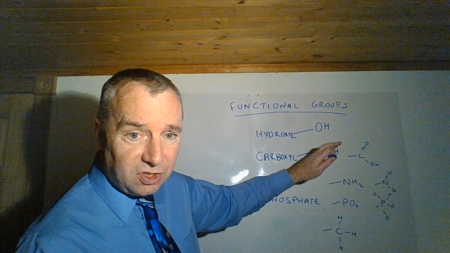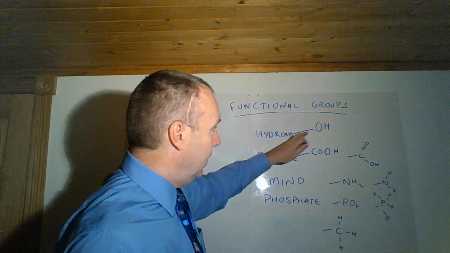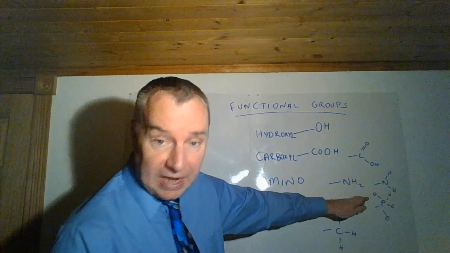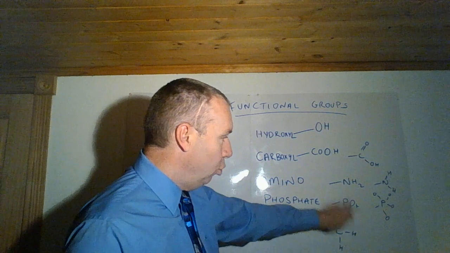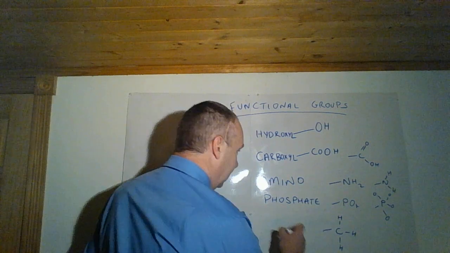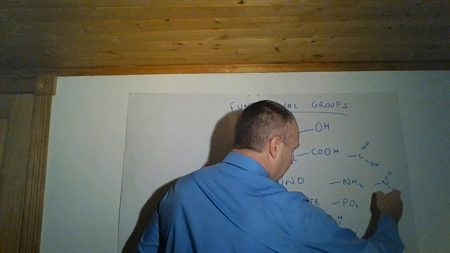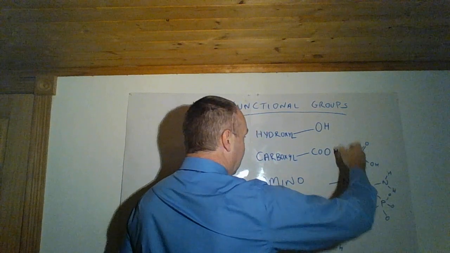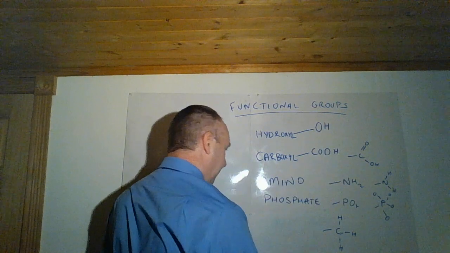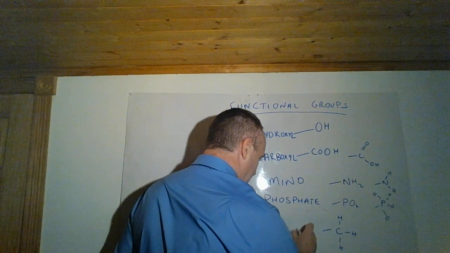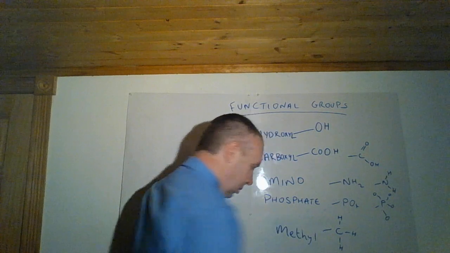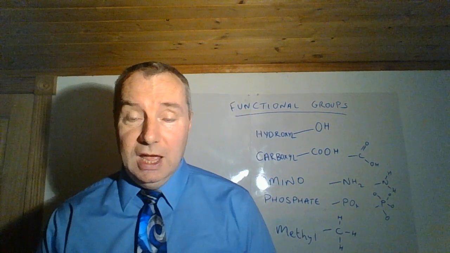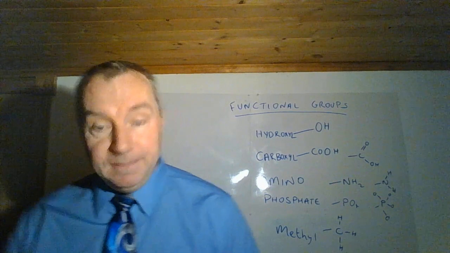They're usually attached to something else, and that's the reason why we have these lines coming off here. They're attached to usually a chain of carbons. But this group, this little part here, is called a methyl. That little part there is called a phosphate. This little part here is an amino. And this little part here, carboxyl and hydroxyl. So those are functional groups that you have to know, and they will come up in exam 1. I can tell you that right now.